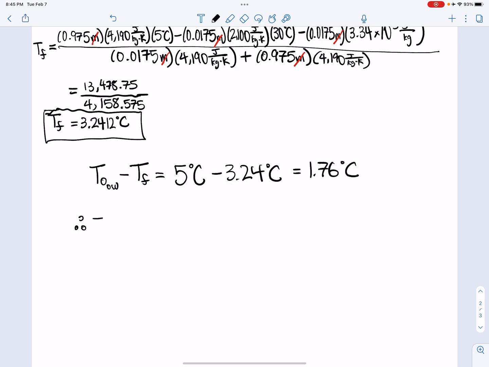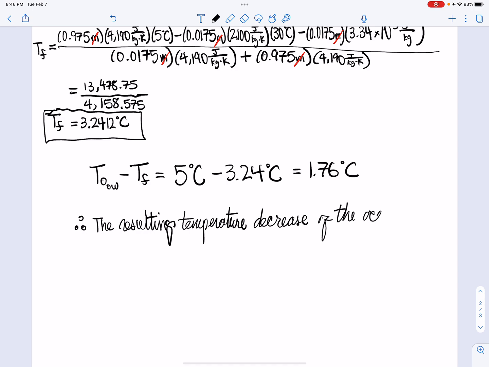Therefore, the resulting temperature decrease of the ocean would be 1.76 degrees Celsius. So that's our final answer.